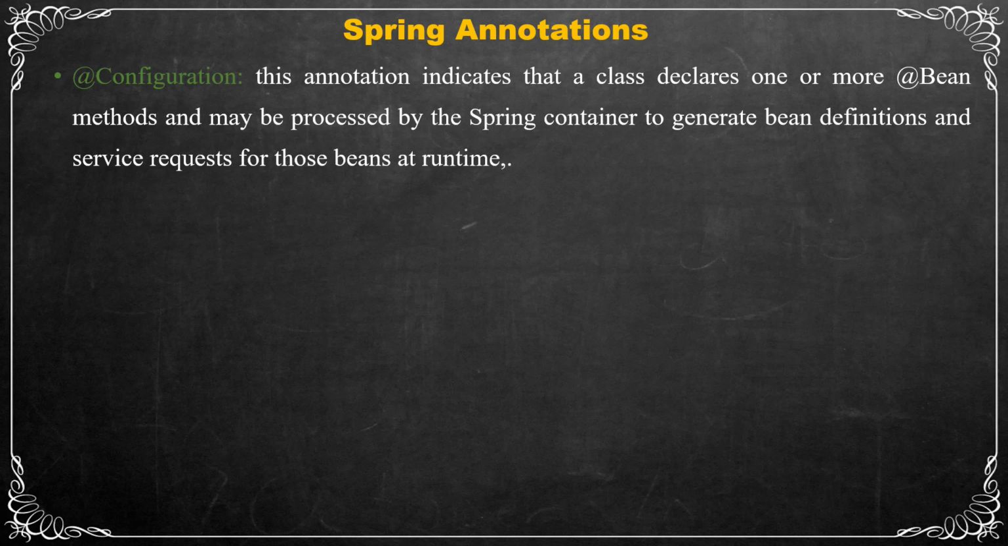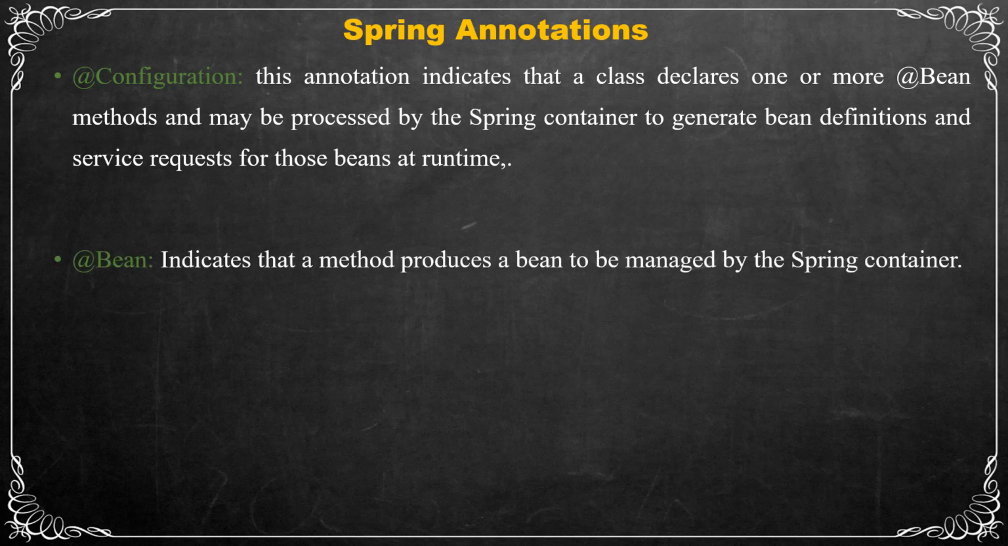Configuration annotation indicates that a class declares one or more bean methods and may be processed by the Spring container to generate bean definitions and service requests for those beans at runtime. Bean annotation indicates that a method produces a bean to be managed by the Spring container.